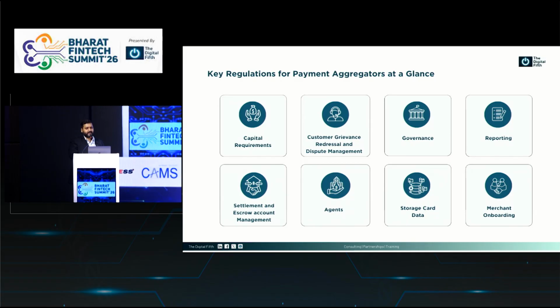Regulations for the agents: who will be the agents, and how will they cover the onboarding, KYC, and merchant due diligence. Of course, from the storage perspective, because all the data is to be stored within India, there are SAR regulations which also apply. And there are regulations on merchant onboarding, which take care of merchant due diligence, providing them the services or add-on services, and settlement, etc.